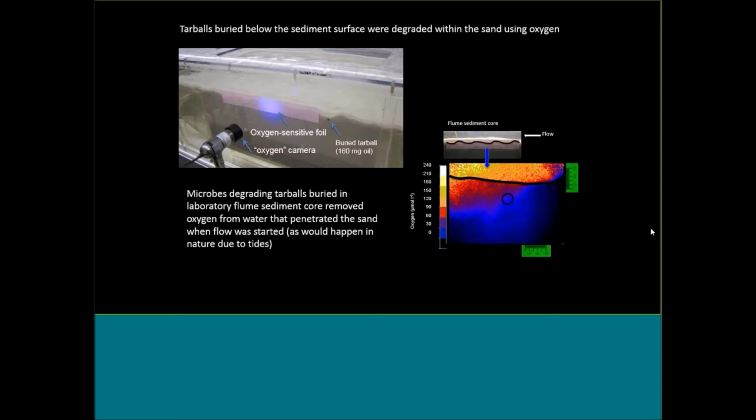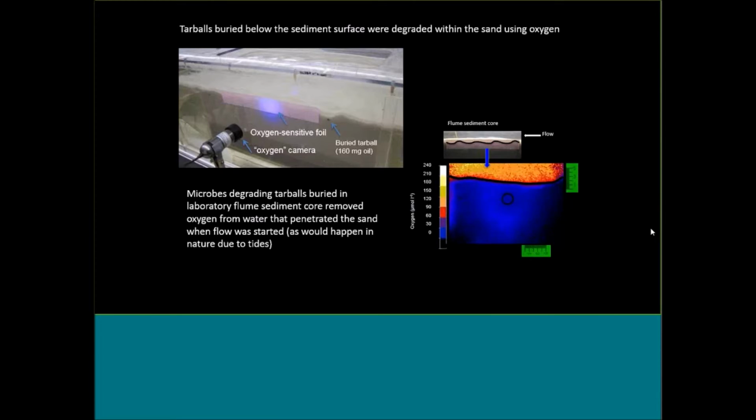What happens here is that we mimicked tidal flow. So at any beach, whether it's calm or windy, you have a phase where there's more flow, and then you have a phase where there's less flow. When you switch on the flume flow, the sand is very permeable, the water penetrates and brings oxygen into the sediment, also to this little tar ball.